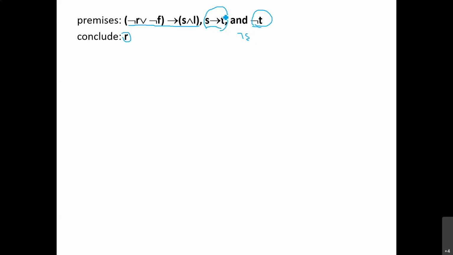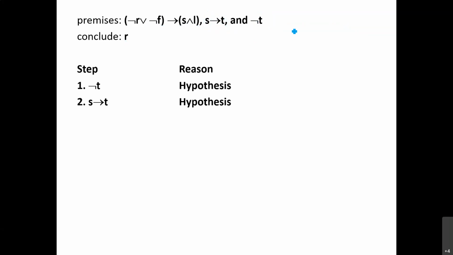Because if not T is true, then T is false. S can't be true. S has to be false, because true implies false is false, and the premises are all true. So again, don't waste time. If this was an exam, just write and see what happens. Step: not T, S implies T, like we said. So your step, your reason, your hypotheses, or your premise, or your rule. We get not T, modus tollens, using steps 1 and 2.